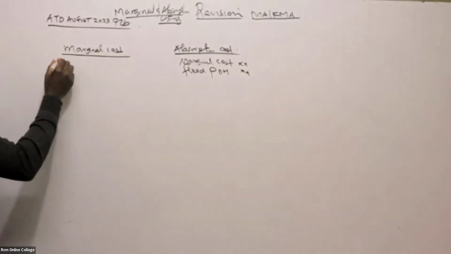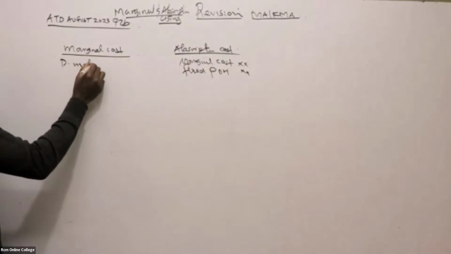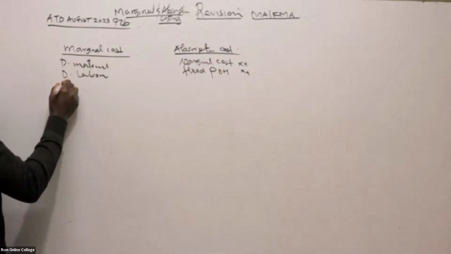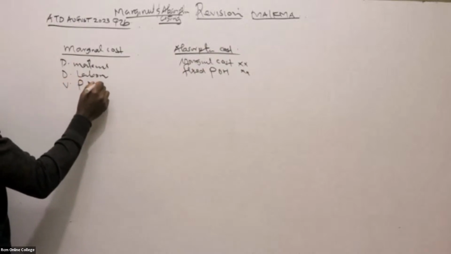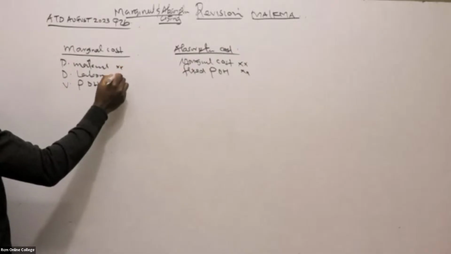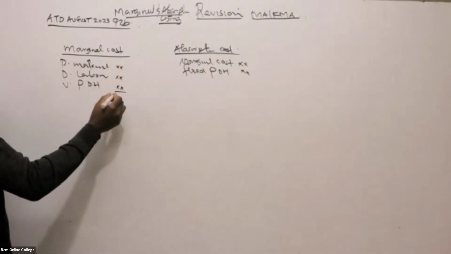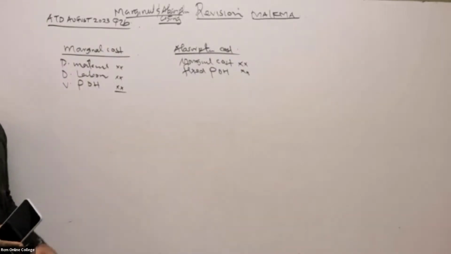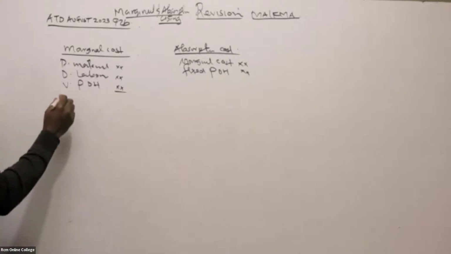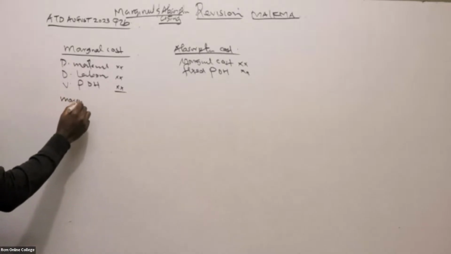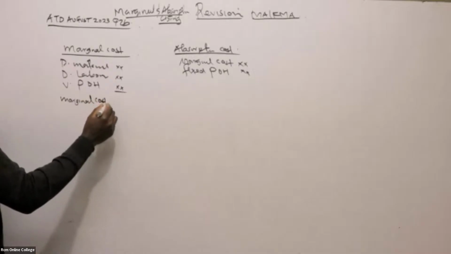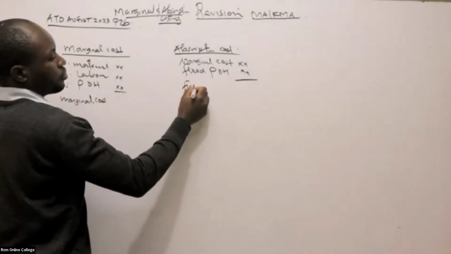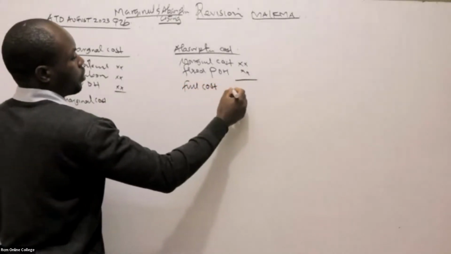But now our marginal cost, we have direct material, direct labor, variable production overhead, and that's all. So when you add the first two, you get what we call prime cost. When you add variable production overhead, you get what we call marginal cost. Of course, when you add the fixed overhead, you get what we call full production cost.